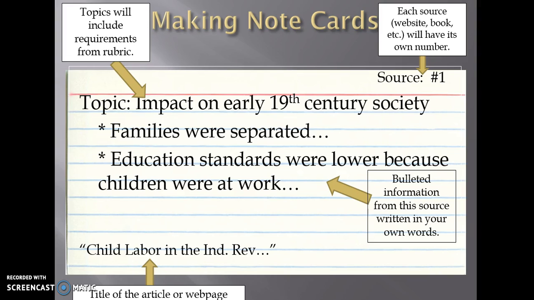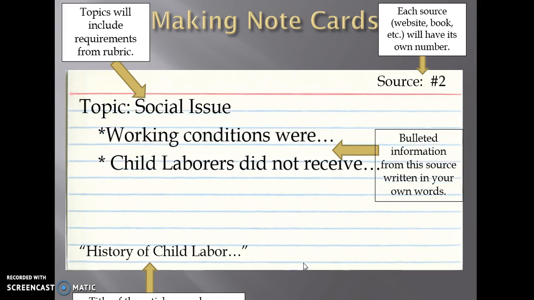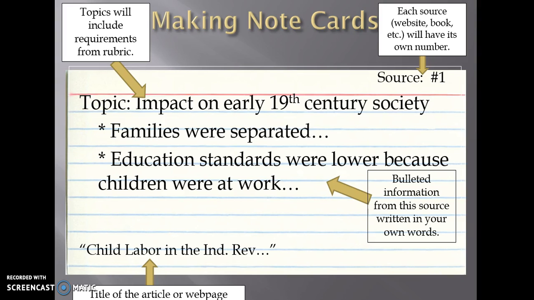So as we previously saw, source number 1, the article about the American Industrial Revolution is what I use for some cards. And then I also found another article on the New York Times that was about child labor in the Industrial Revolution. So just make sure that you are keeping track of your article titles and making sure that your sources are accurately labeled, because this is how we're going to prevent plagiarism, and this is how we're going to keep track of all of our works cited.